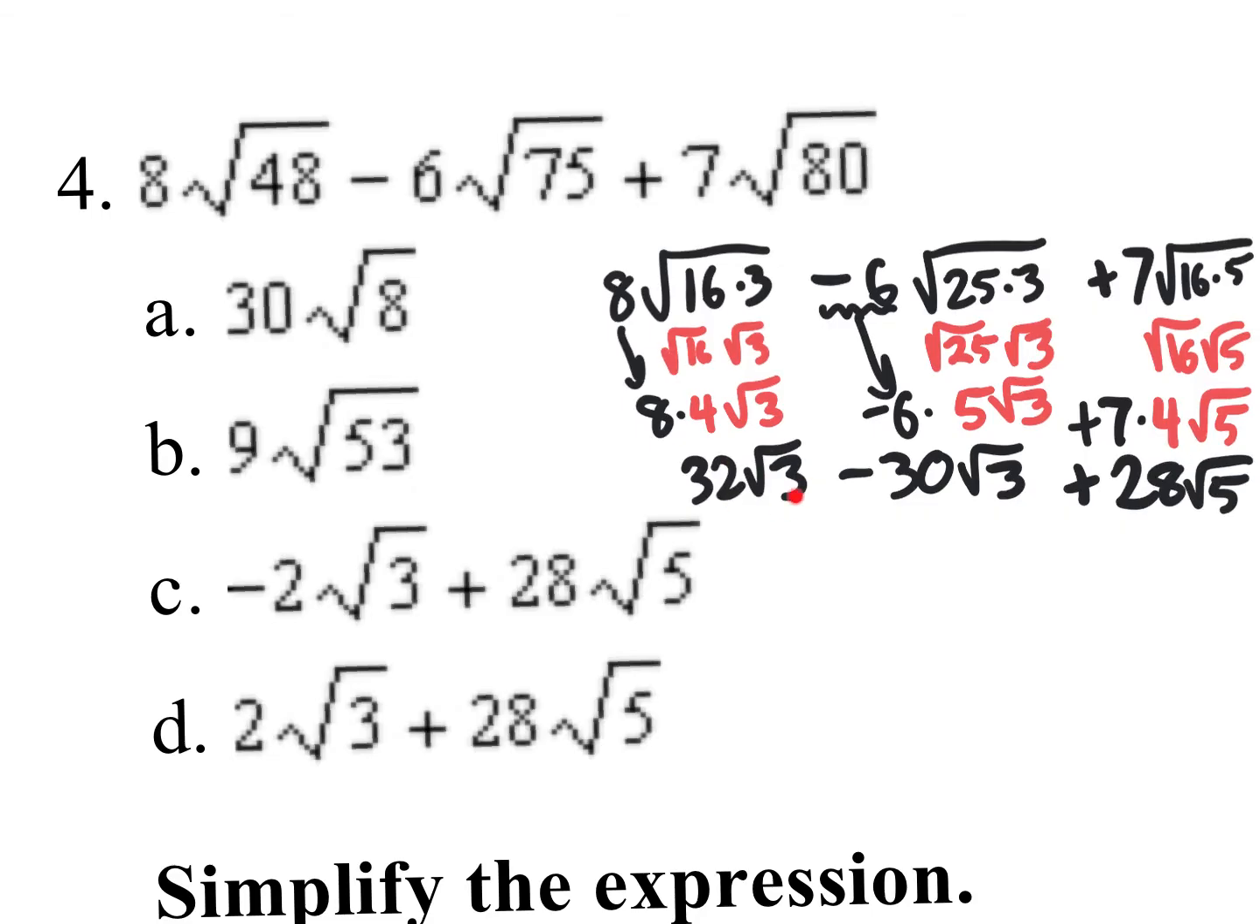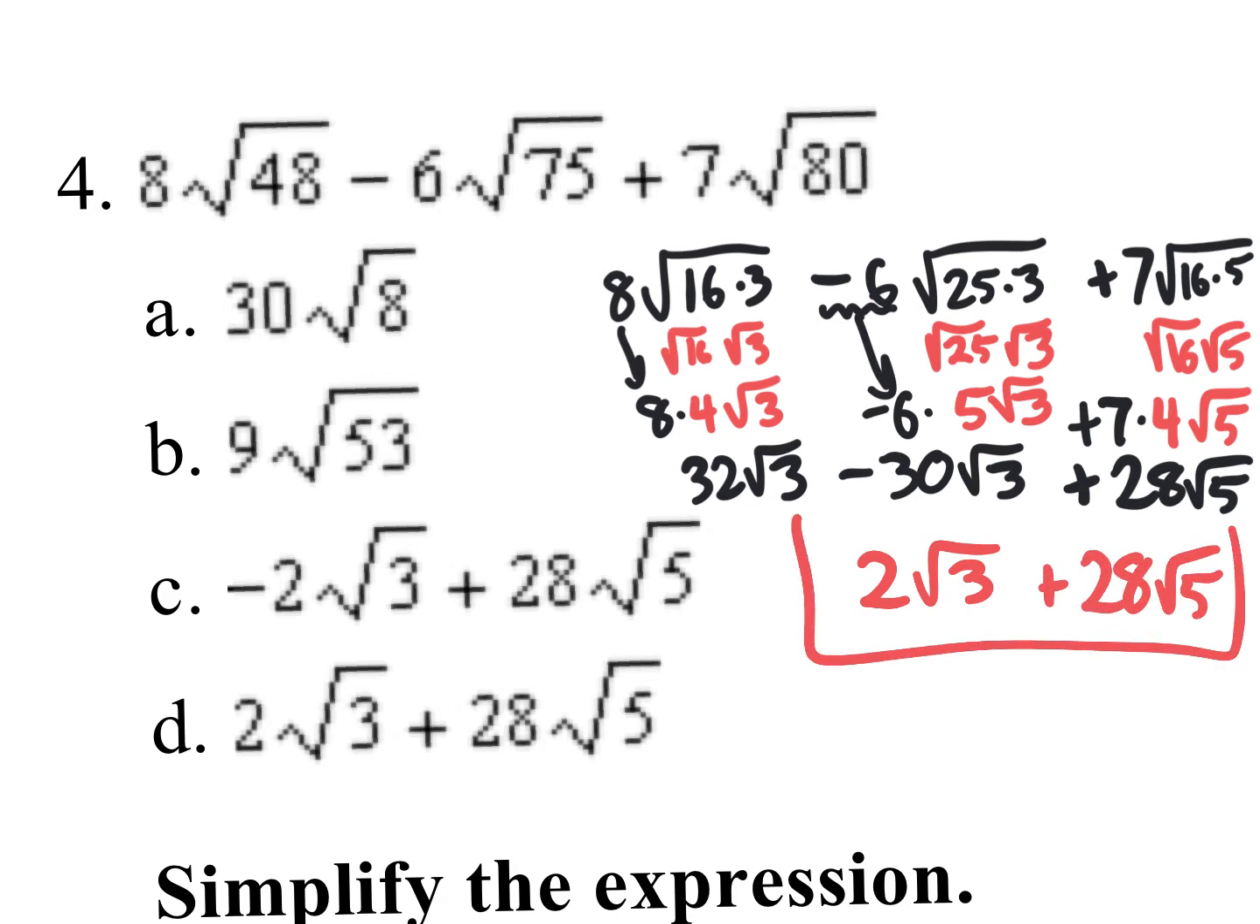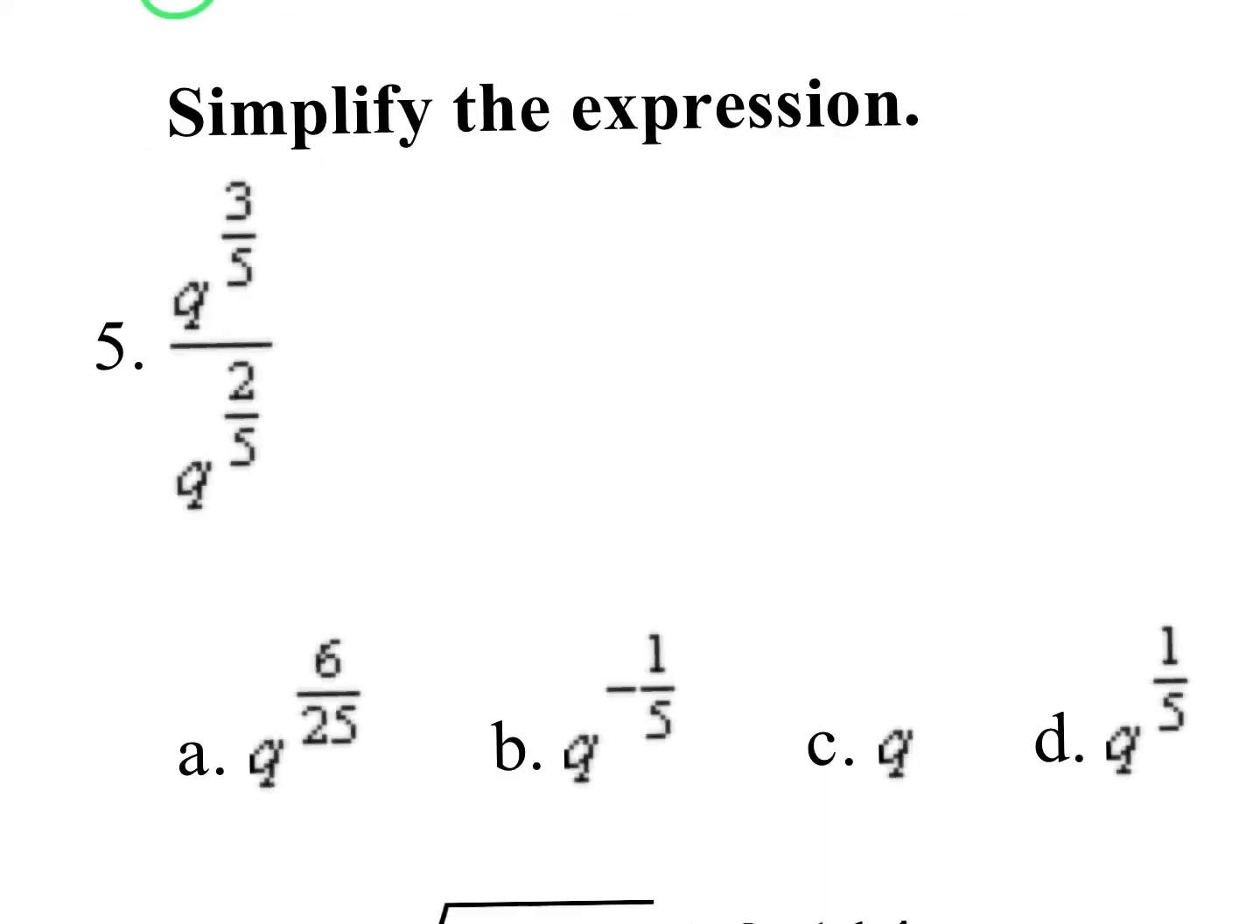Now, out of these simplified radicals, what could we combine? Which are like terms? This first and second one. 32 of these guys, take away 30 of these guys, will only leave you 2 of those square roots of 3 left over, right? Plus, bring down the 28 square root of 5, and you are done. All you got to do is find it on your answer, and they might have written the 28 first. I don't know. No, they didn't. Here is the correct answer: 2 square root of 3 plus 28 square root of 5. Option D. Numero 5. All right, so we need to remember rules of exponents.